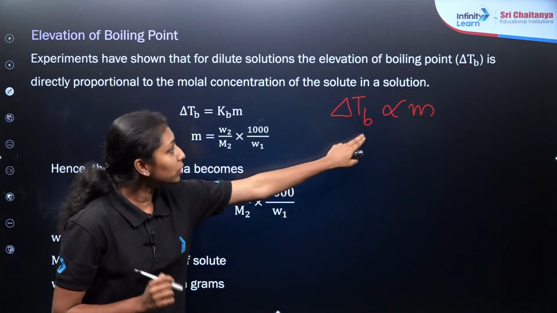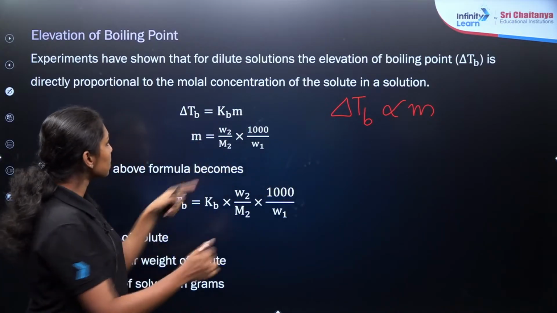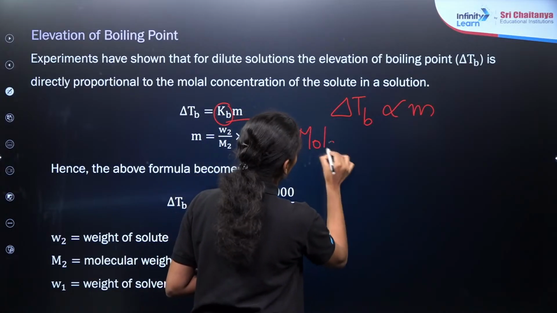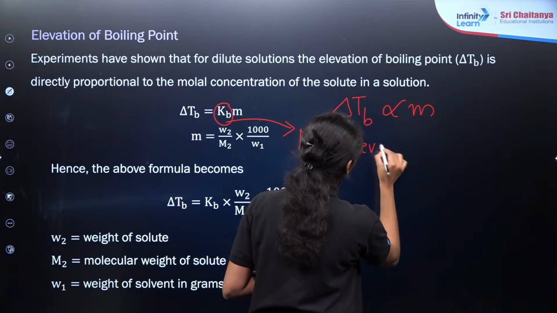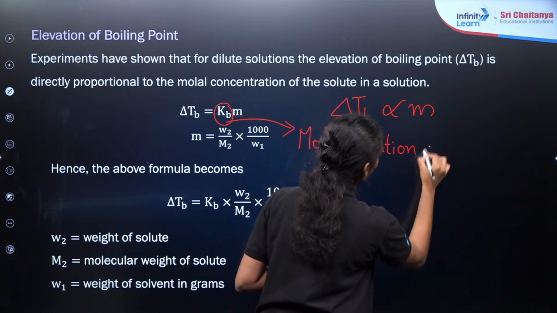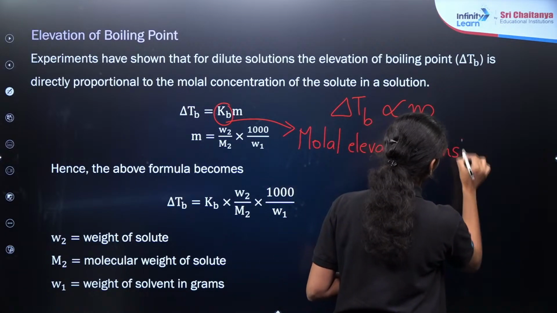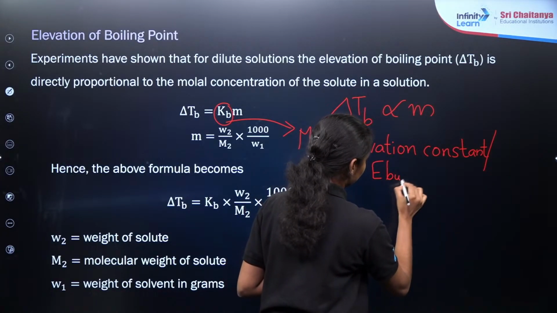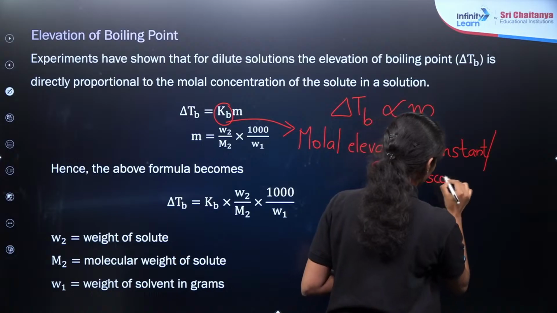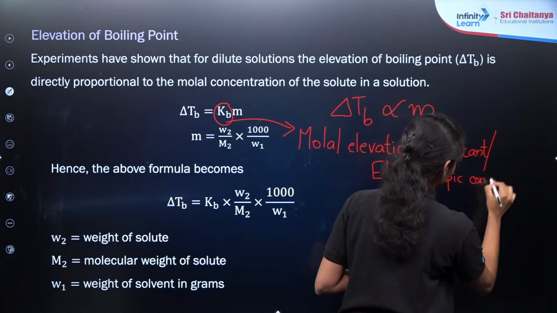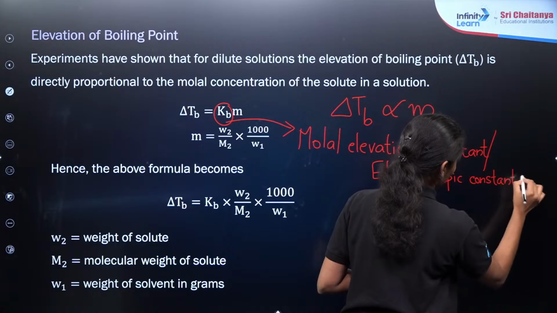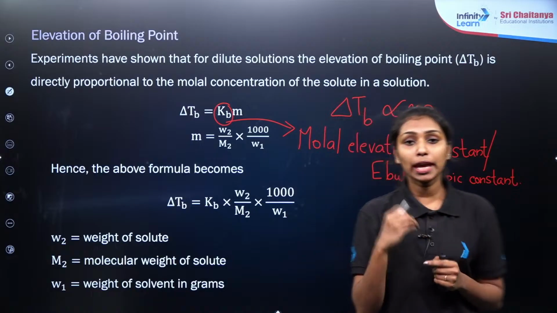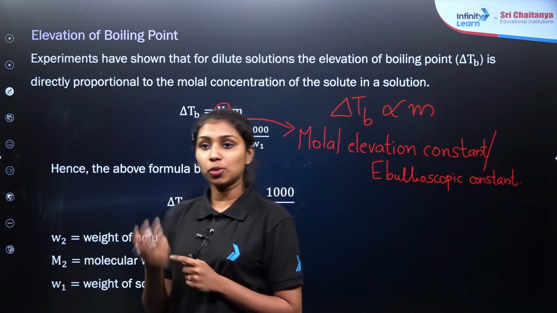So we can remove the proportionality by using a constant. That constant is known as Kb, otherwise called the molal elevation constant, or ebullioscopic constant. Clear? For dilute solutions, the value of delta Tb is equal to Kb into m, where Kb is the proportionality constant and m is the molality.